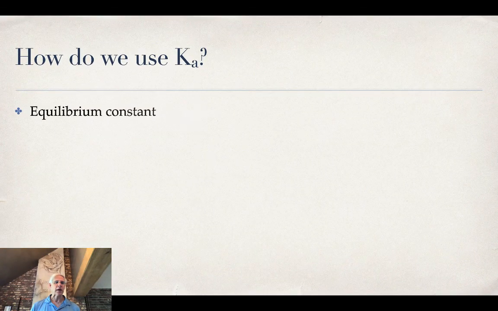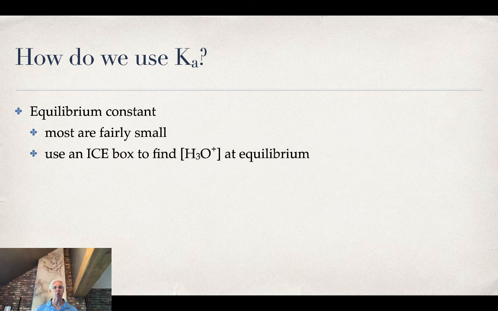What can we do with it? How do we use it? Well, as we've said, it is an equilibrium constant. Okay, it's got that capital K, it's just got the little a to tell us that it's specifically for acid dissociation. We saw in a table earlier that most of our values are very small.